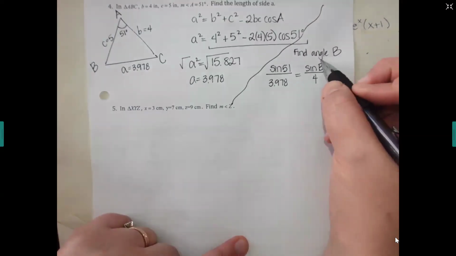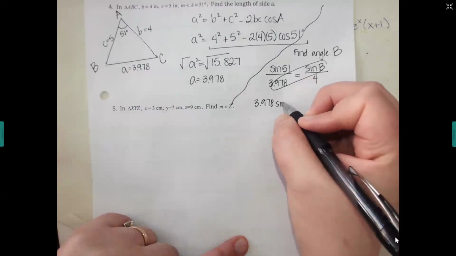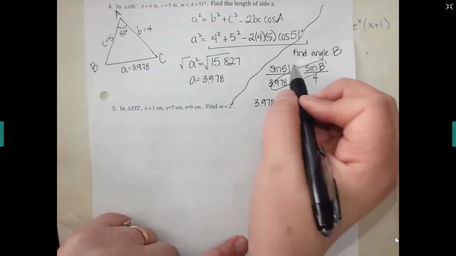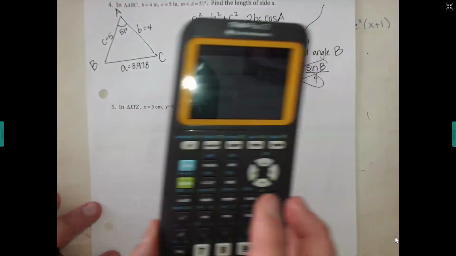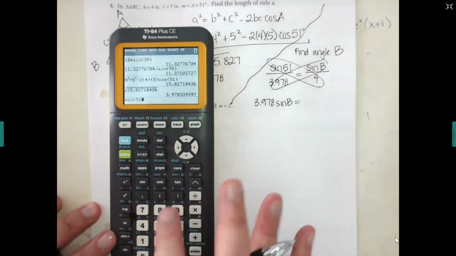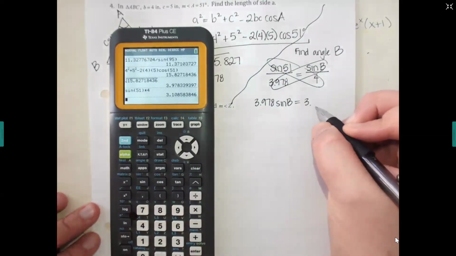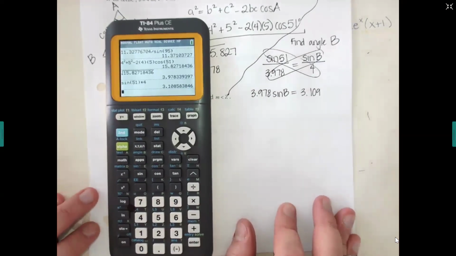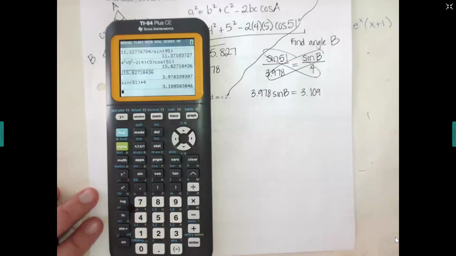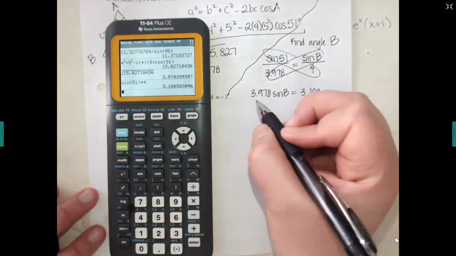So 3.978 times sine B is going to stay the same. But then the sine 51 times 4, I can put that one into my calculator. Make sure if you type the sine 51 first, you do have to close that parentheses before you times by 4. That gives me 3.109. What would my next step be? Well, we got to get rid of the 3.978 that's multiplied. How do we get rid of it? Divide it.